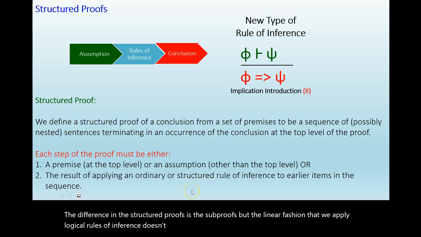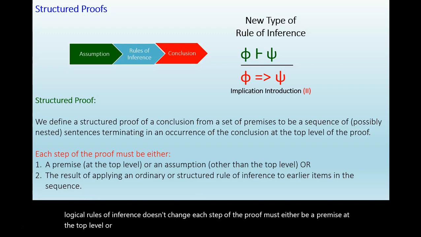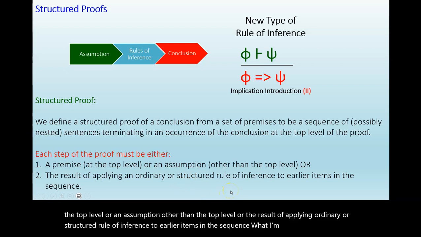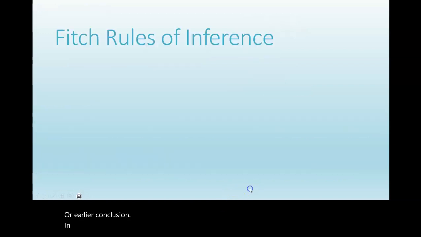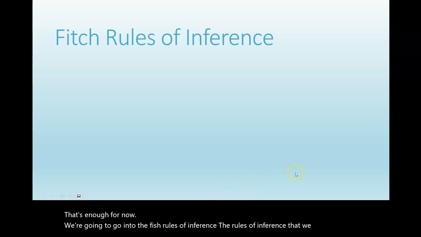Each step of the proof must either be a premise at the top level or an assumption other than the top level, or the result of applying ordinary or structured rule of inference to earlier items in the sequence. What I'm saying there is what I said before, that you can use any premise or earlier conclusion in your subproof. Okay, that's enough for now. We're going to go into the Fitch rules of inference, the rules of inference that we will use in these structured proofs.